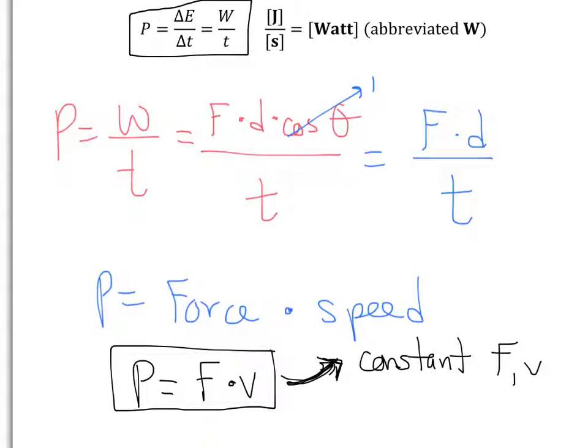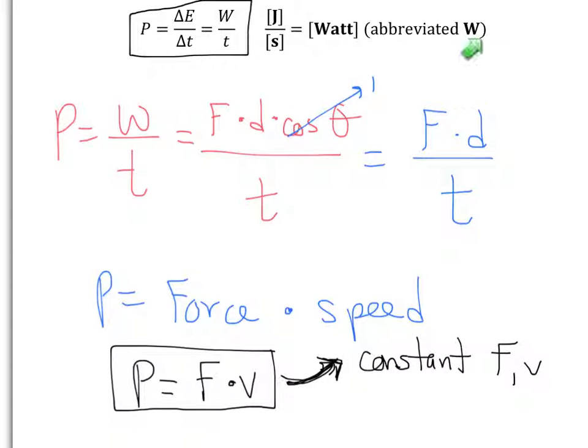Now let's take a look at our units. Let's go back up. The units for work or energy are joules, as we've seen in sections 5.1 through 5.3. The units for time are seconds. A joule per second is known as a watt. Okay, a joule per second is called a watt.